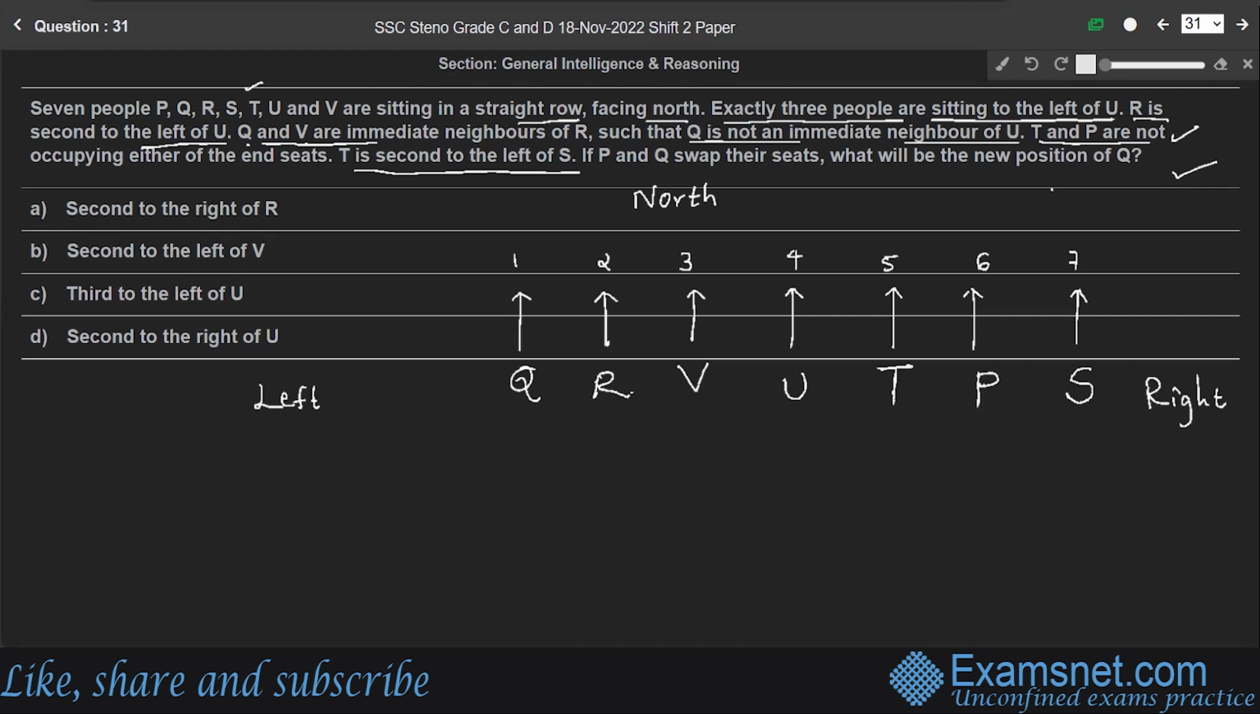If P and Q swap their seats, what will be the new position of Q? P and Q swap their seats.